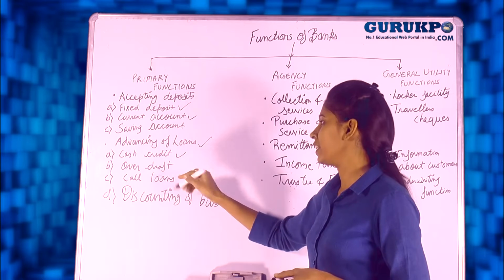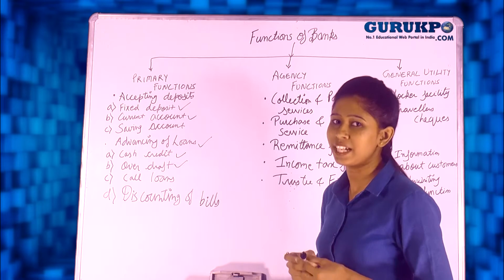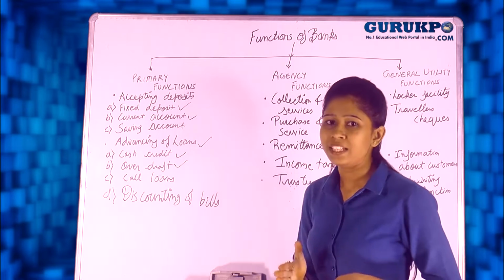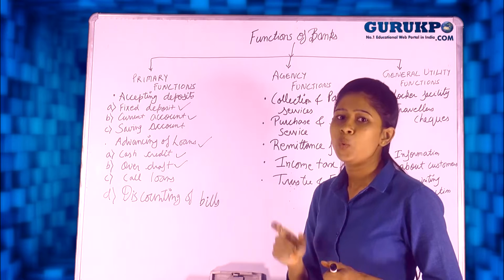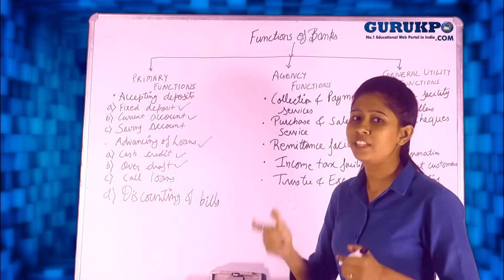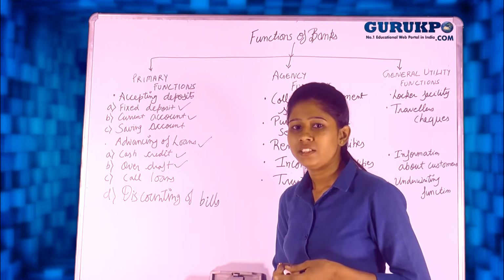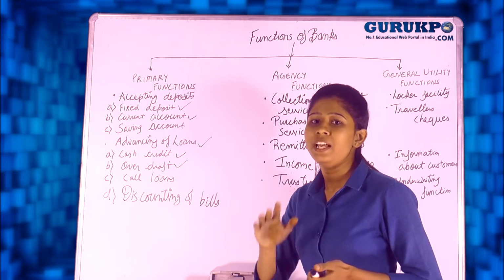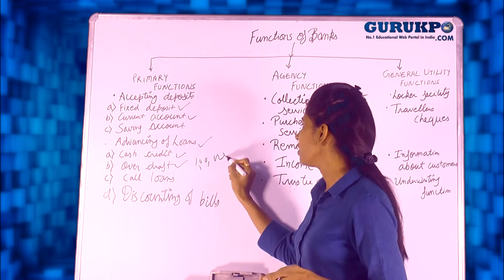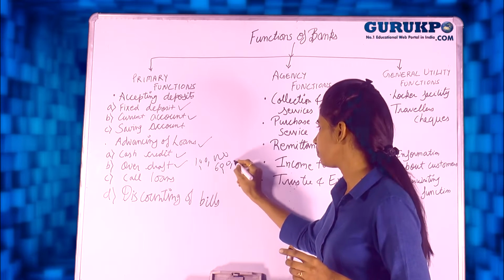In overdraft facility, it is specifically provided in current account, firstly. Secondly, in the overdraft facility, the customers are provided with specific limits. They can withdraw up to that limit even if they do not have the amount in that account. For example, if a person has only 1 lakh balance in the current account, but he has been provided a 5 lakh limit, then he can withdraw up to 6 lakh.